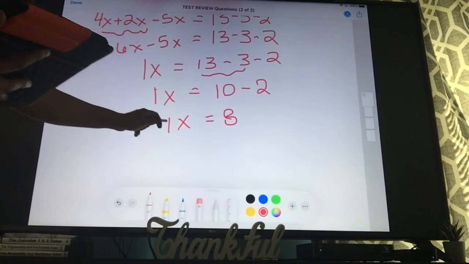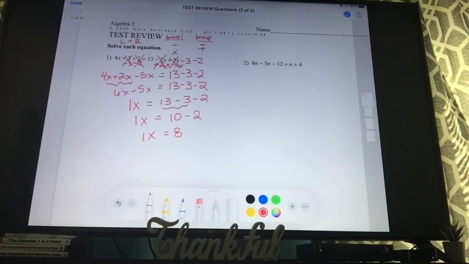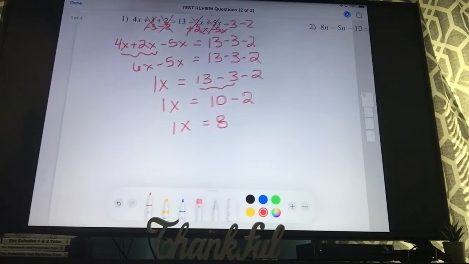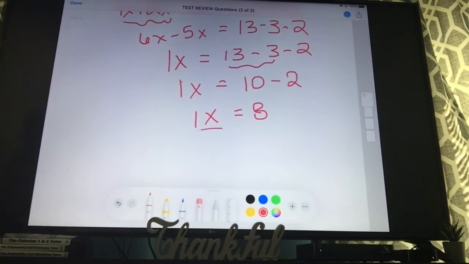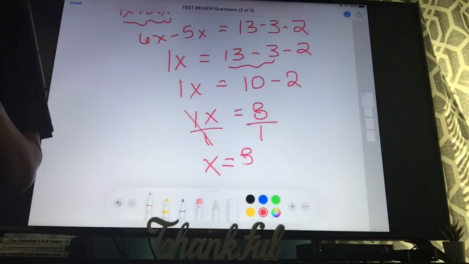Okay, so 1 times x, what's the opposite of times? Okay, well, if we look at our groups, multiplication and division go together. So that means I need to divide by 1. Divide by 1. Because if I do it to one side, I got to do it to the other side. So these cancel, and I'm left with 8 divided by 1, because a fraction bar means divide. So 8 divided by 1 is 8.